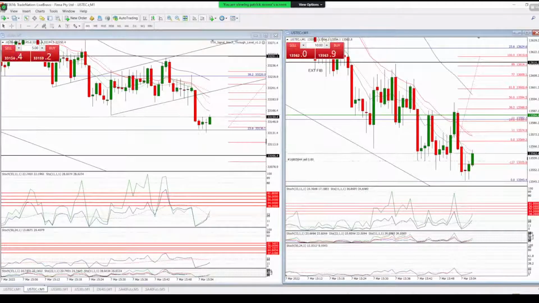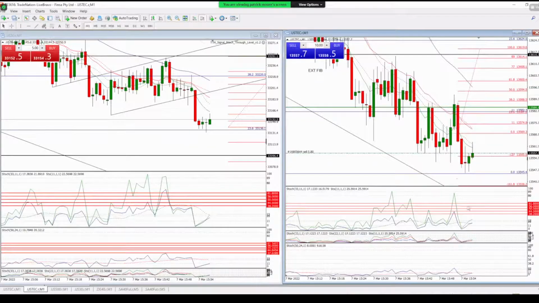Both markets, let's watch the time. We've got 2 or 3 minutes to go to the 6 o'clock candle, but let's keep an eye on the stochastics for trigger long, trigger long.